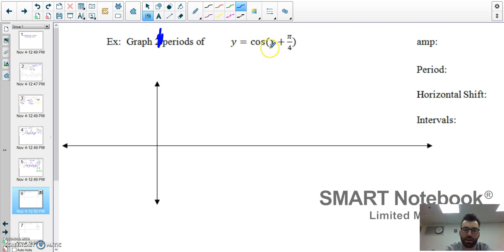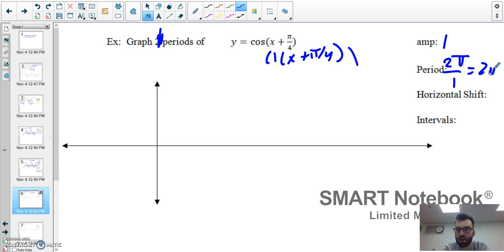Okay, I can think about taking a 1 out here. Okay, my amplitude is 1. My period is 2 pi over 1, which is just 2 pi. My horizontal shift is now to the left, pi over 4. To the left. Okay, and my intervals are 2 pi over 4, which is pi over 2.